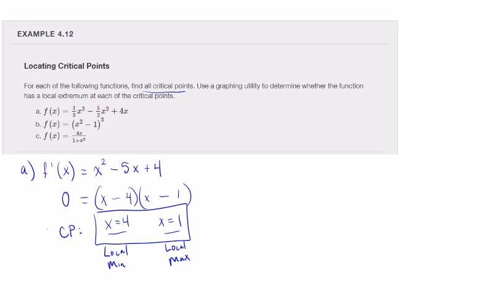Okay. All right, so that's how you find critical points. So we'll do part B next.